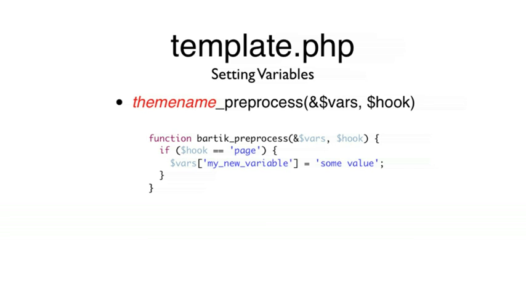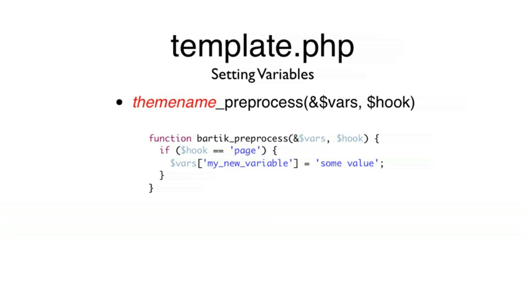First thing I want to talk to you about are preprocess functions. This is where you create new variables or override existing variables. The first function is commonly known as theme name underscore preprocess. Now you would replace theme name with the name of your theme. For example, Bartik underscore preprocess, or, if you're following our tutorial, 960 robots underscore preprocess. This function gets called all the time. It's the biggest global function.